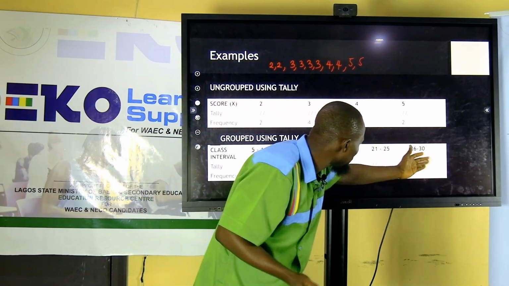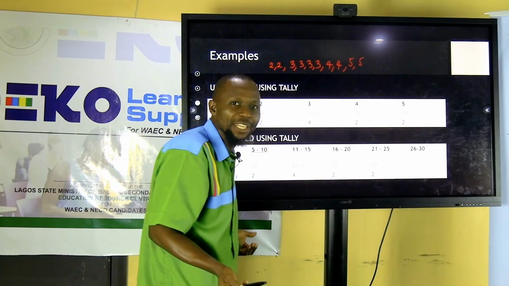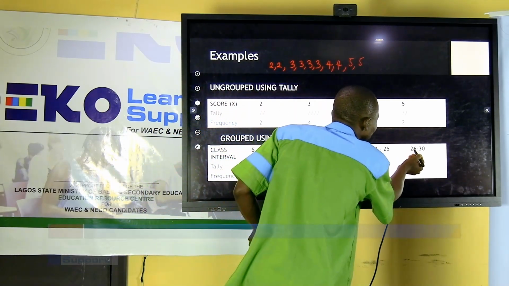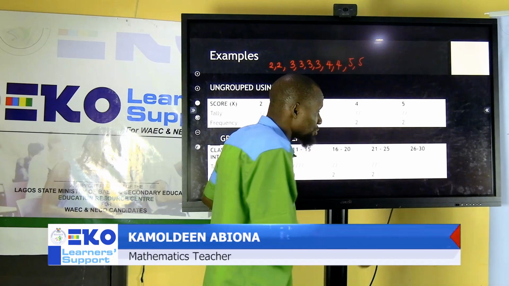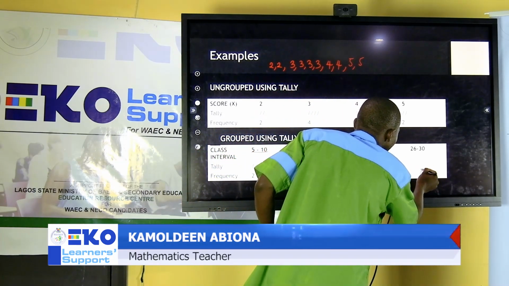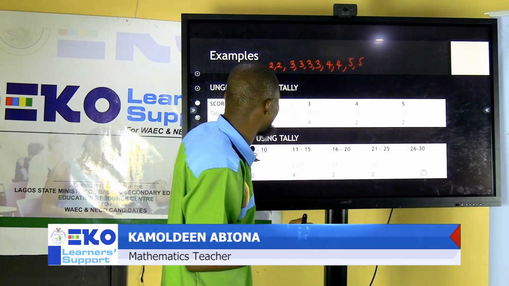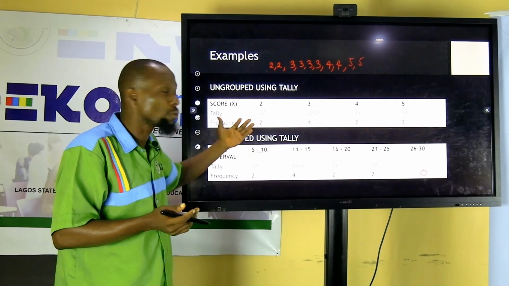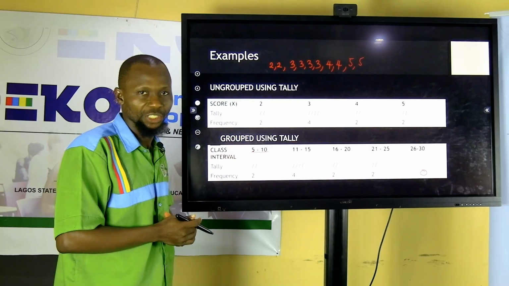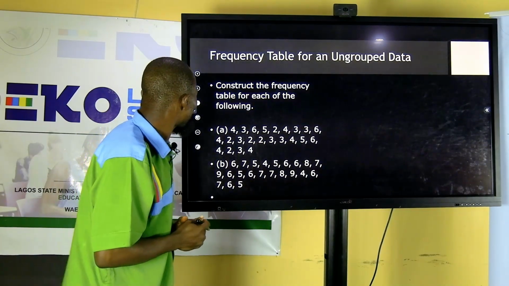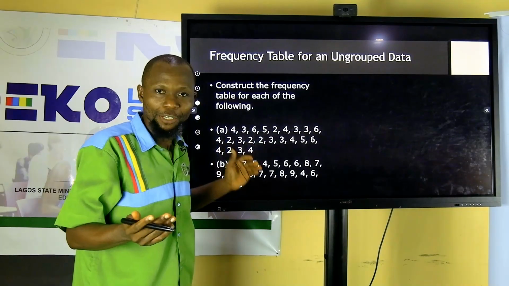So you can see this is empty. It actually means there's nothing like that. We don't have numbers between 26 and 30. So in such a case, for the frequency, you can still write 0 there. So that is an example of what we mean by ungrouped and grouped data. All right, so let's move on. Okay, so we have seen an example.